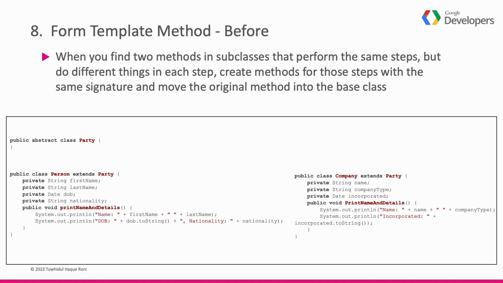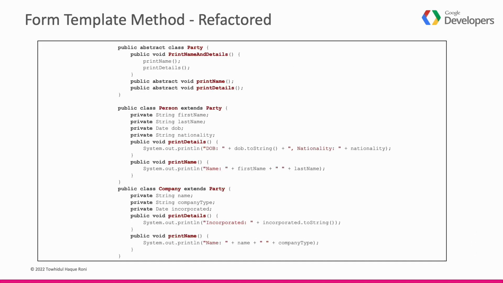Consider the initial person and company classes. To eliminate the duplicate code, we create a template method, print name and details, in the party class. In this refactoring, the common print name and details method is moved to the party class as a template method. The abstract methods print name and print details in the party class are implemented differently in each subclass.